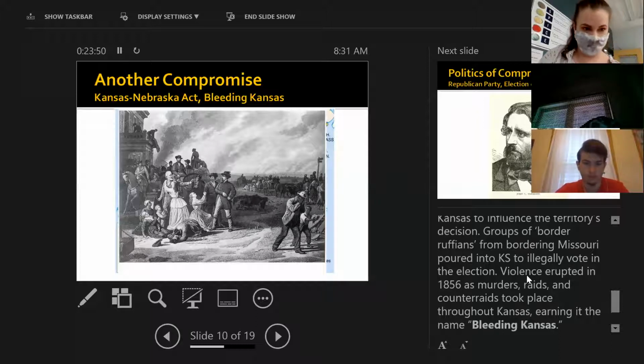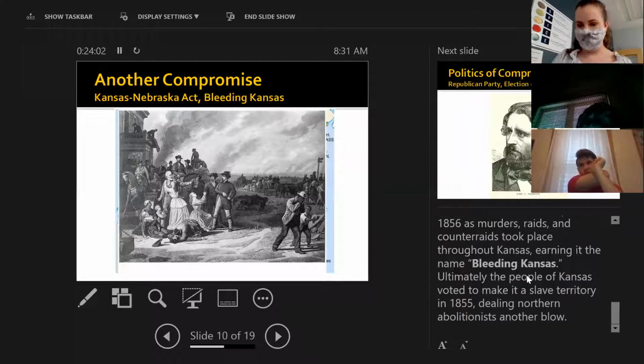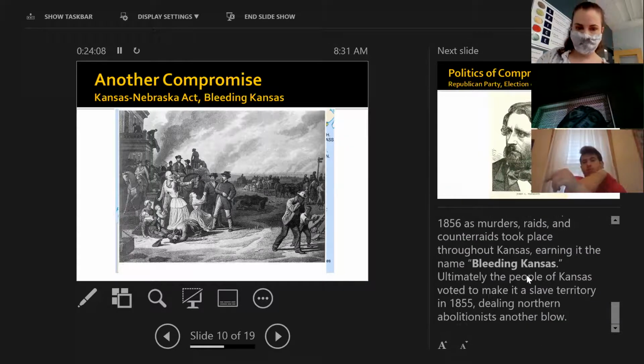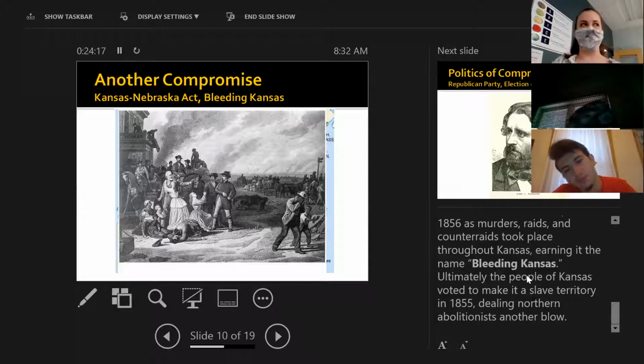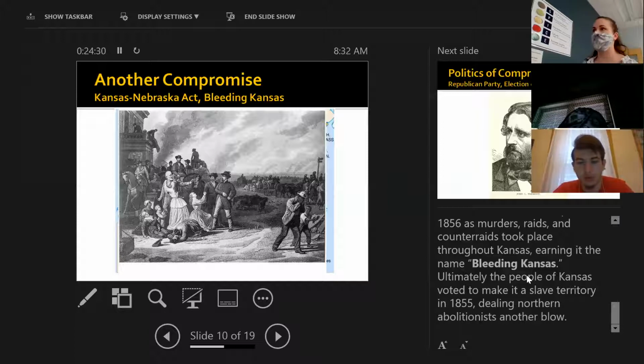So again, radical abolitionists come into Kansas and they murder slaveholders and their families in an effort to emancipate their slaves, which was led by a man named John Brown, who will come up later. He's one of my favorite people in history. He's really interesting. He's weird. He's great. This leads to a lot of conflict between slaveholders and Northern abolitionists.